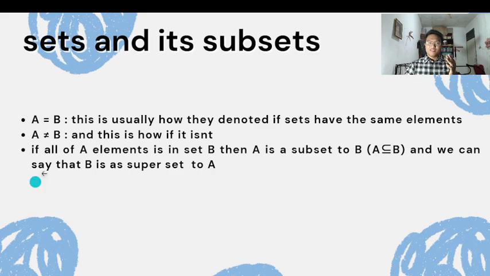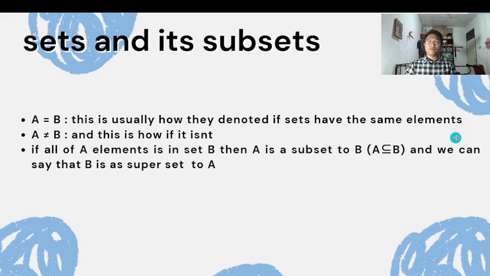And then, what is a subset? If all of the elements of A are in set B, then A is a subset of B. Here is the notation on how we will represent it. A is a subset of B. And then again, if A is a subset of B, we can call B a superset of A.